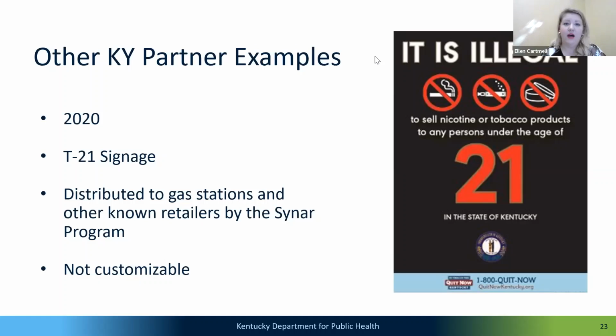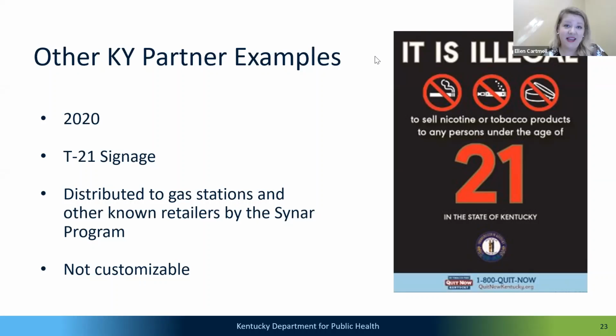So you will often see messages from FDA, from the SINAR program, et cetera, in places that sell tobacco products. So these are not customizable because they've already been printed, they're already there. But we are very grateful for that partnership because in addition to getting the message out about youth not buying tobacco products, they also included our 1-800-QUIT-NOW information at the bottom, which we really appreciated.